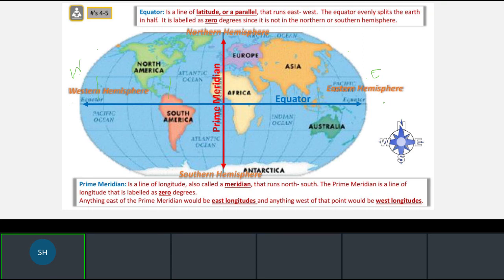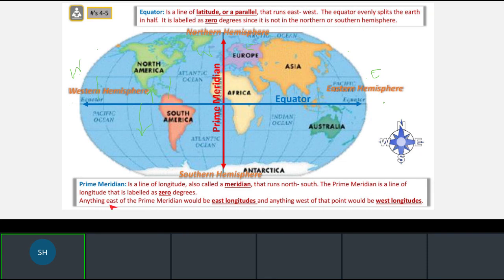So remember, we start with the equator. We look at the numbers. If it says 27 degrees north, we know we're going up. If it says, say, 40 degrees south, we know we're going down. And then we look at the next number, and it will either say east or west, and that will determine whether we go left or right. If it's a west number, then we're going to go to the left. If it is an easterly number, then we're going to go to the right.